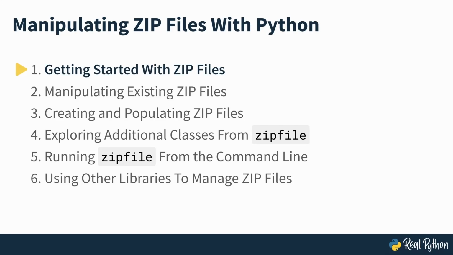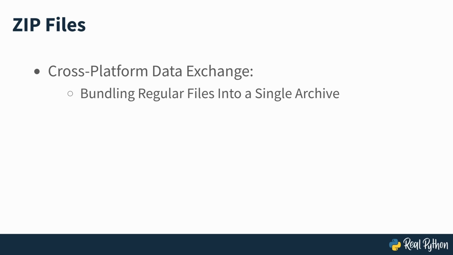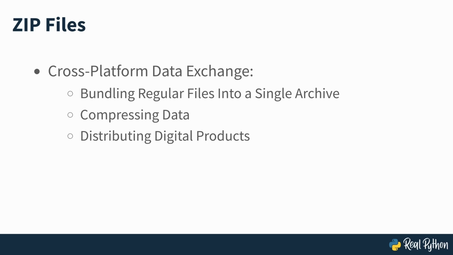Getting started with zip files. Zip files are a well-known and popular tool in today's digital world. These files are widely used for cross-platform data exchange over computer networks, including the internet. You can use zip files for bundling regular files together into a single archive, compressing your data to save some disk space, distributing your digital products, and more.